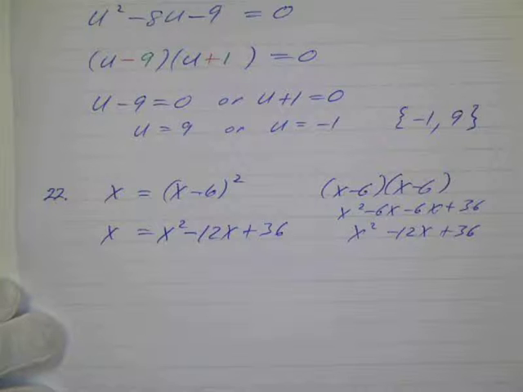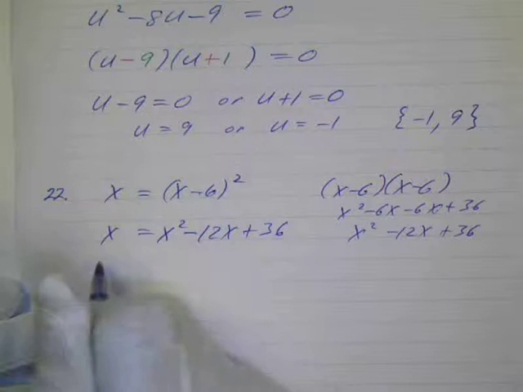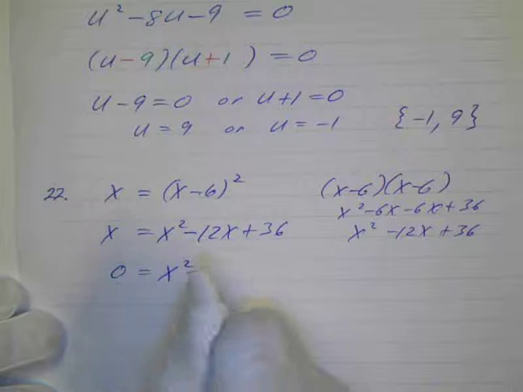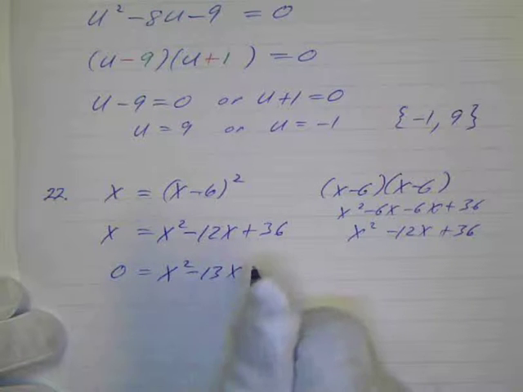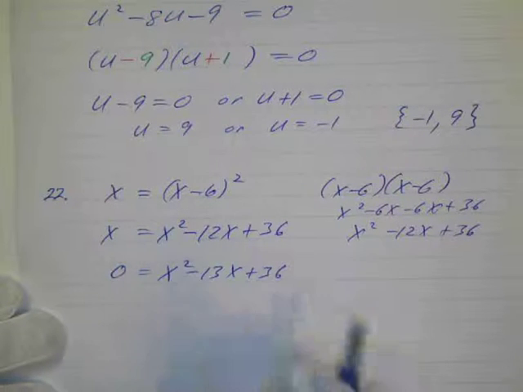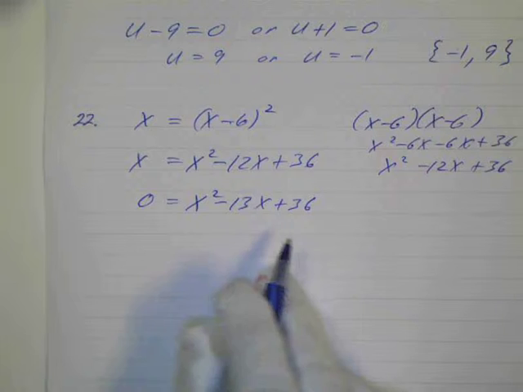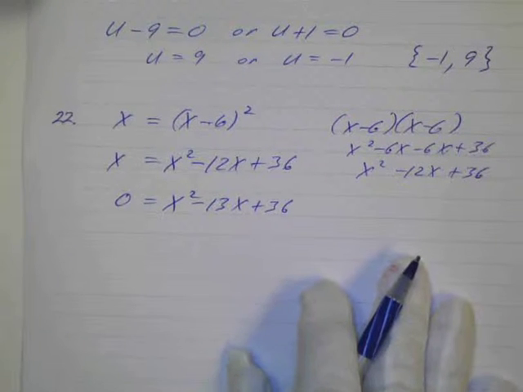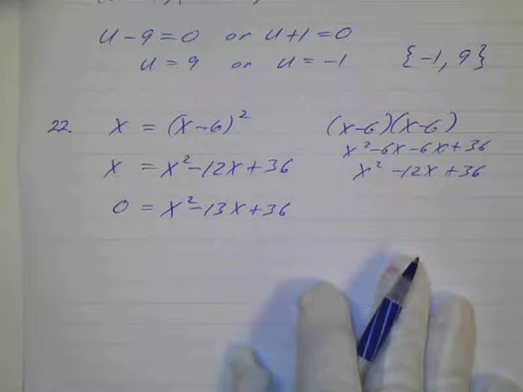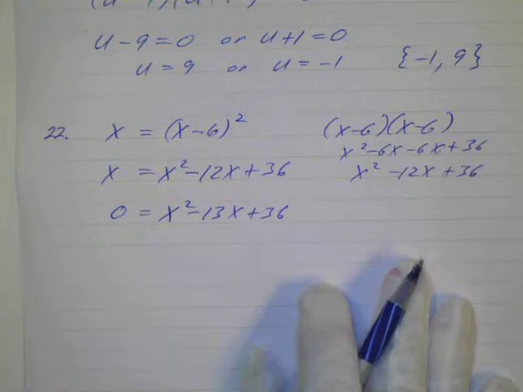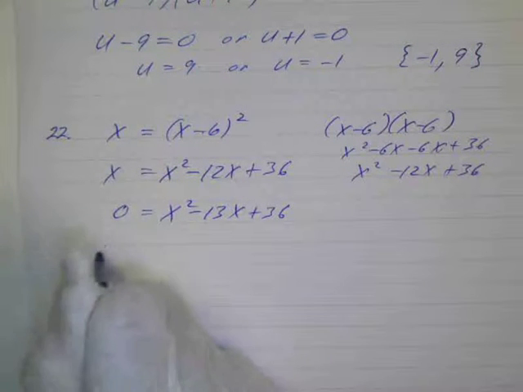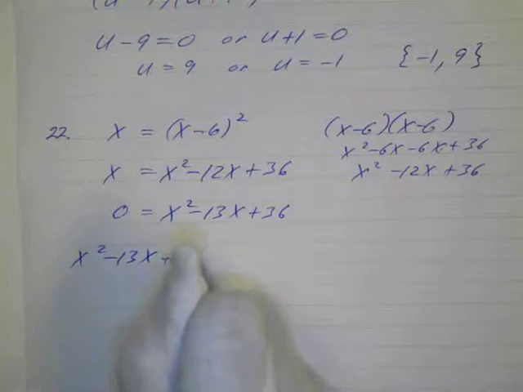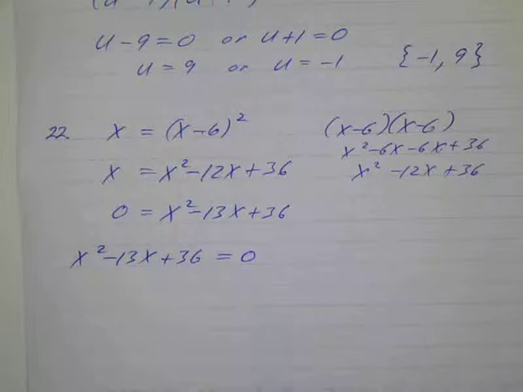Now we want to set it equal to 0, so I'll subtract x from both sides. So I've got 0 equals x squared minus 13x plus 36. And then I'll just move this on the left side because we're used to seeing that. And that's what we call the symmetric property of equality. A equals b is the same thing as b equals a, so we can move this on the left. We get x squared minus 13x plus 36 equals 0.